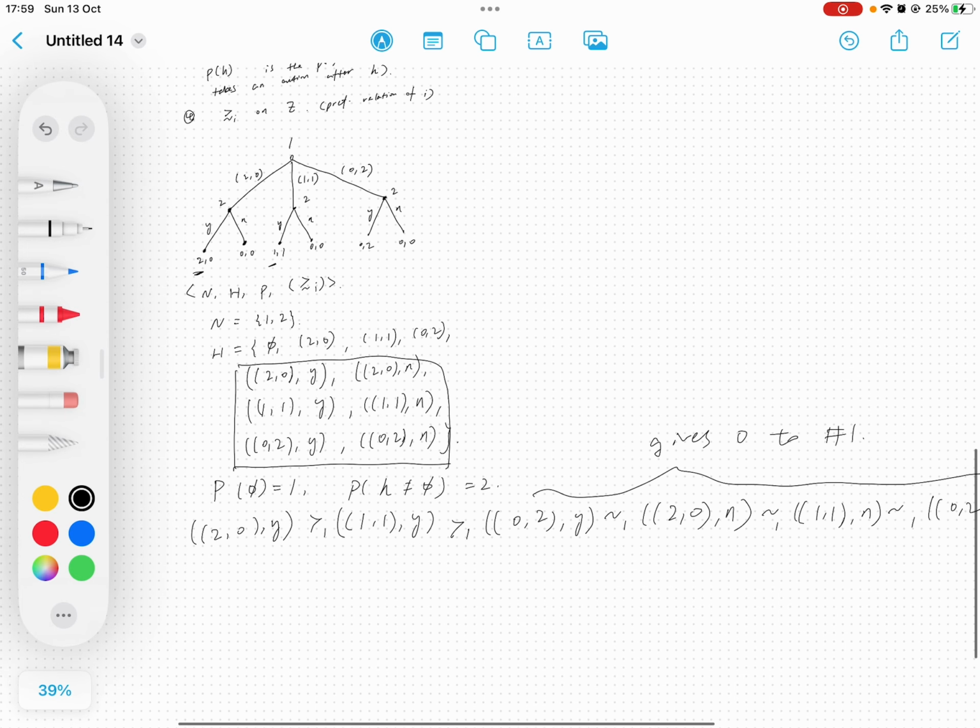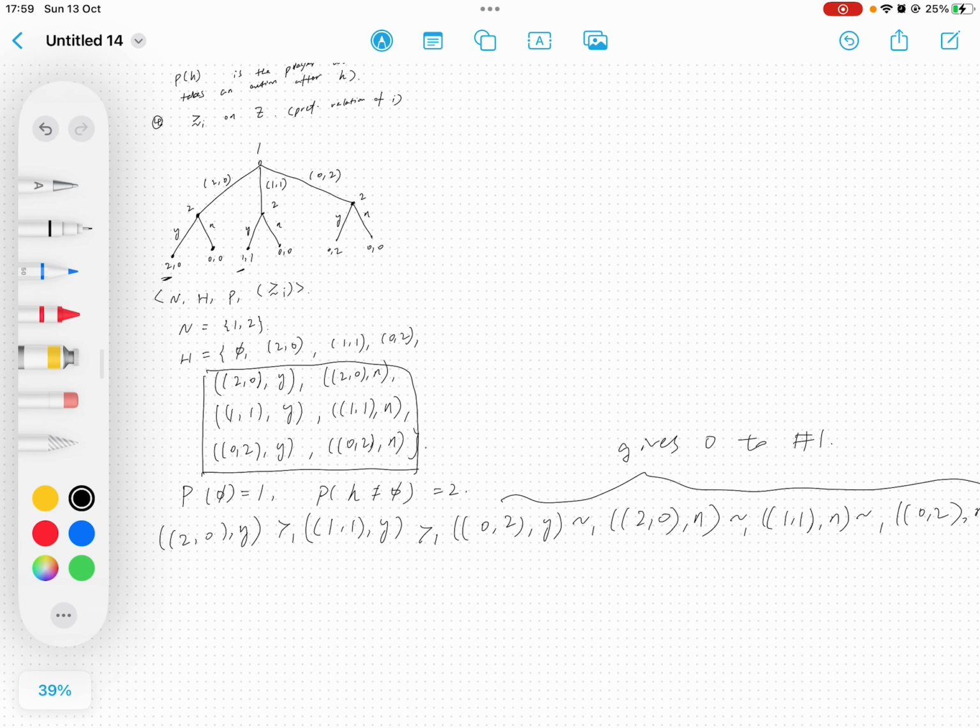All right. So now, similarly, we could write down for player 2. Player 2 prefers this, then that, then the others. The first one would be 0 2 Y, strictly preferred. Then 1 1 Y.